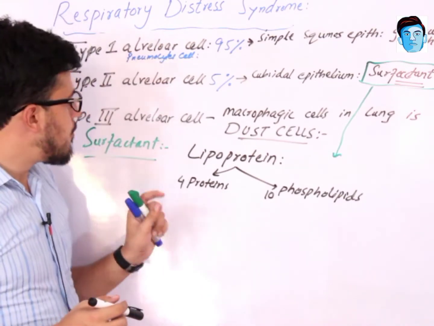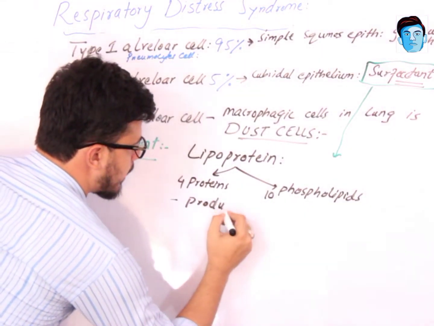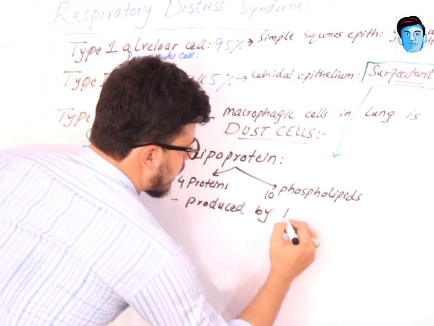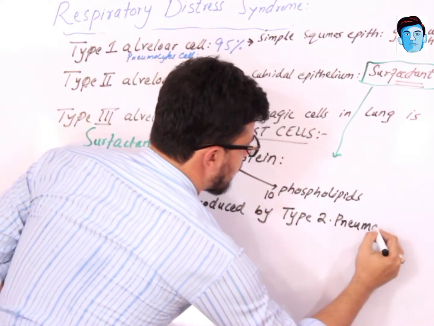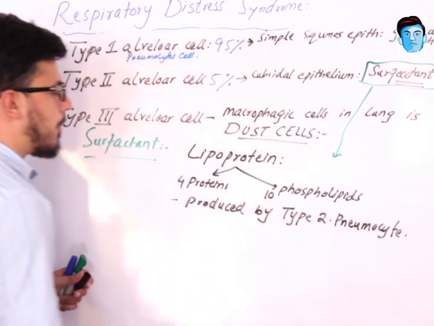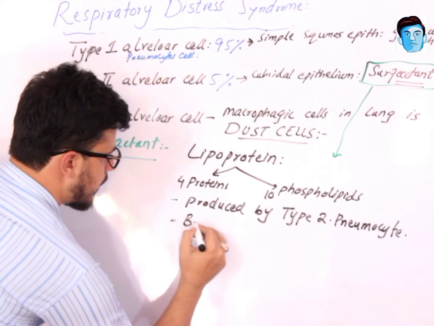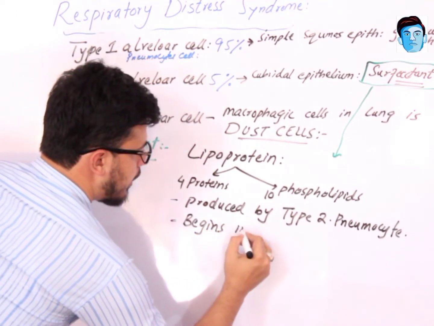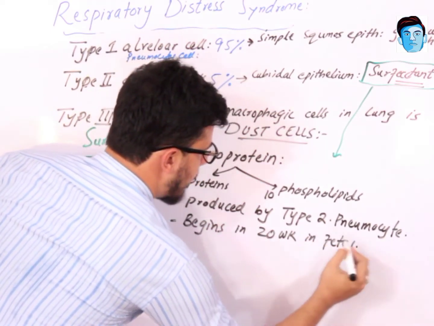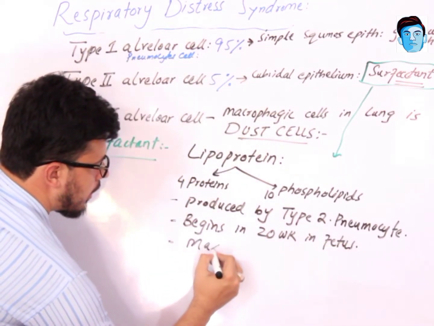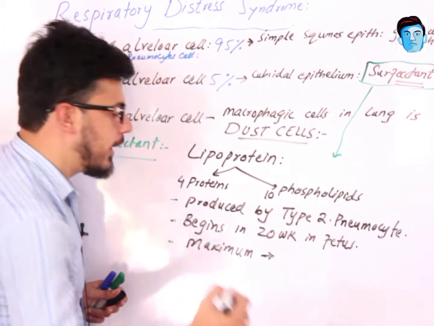Now, the second important point is that surfactant is produced by type 2 pneumocytes, or type 2 alveolar cells. It begins at 20 weeks of gestation in the fetus, while the maximum formation of surfactant is usually at 28 weeks.